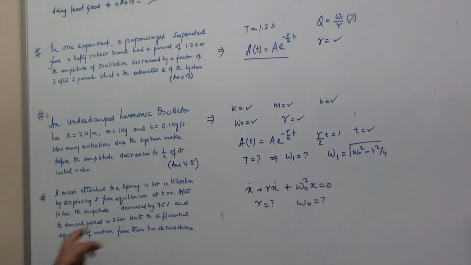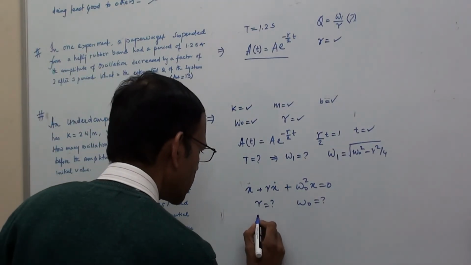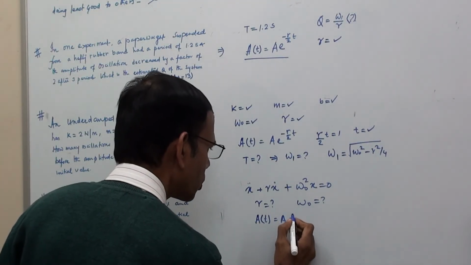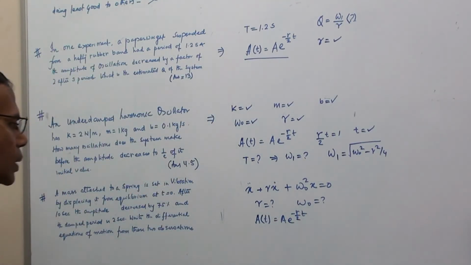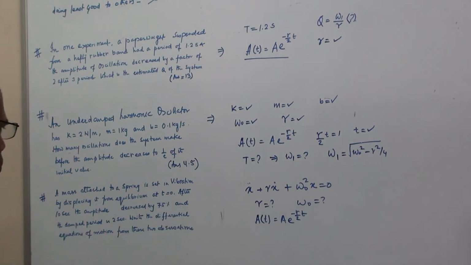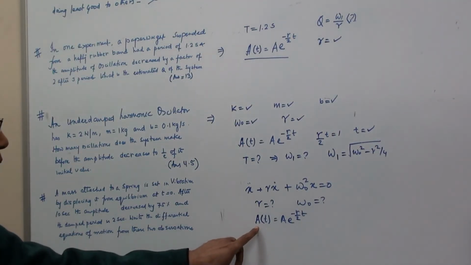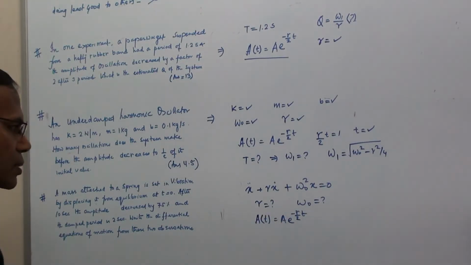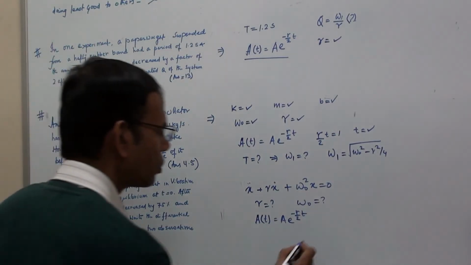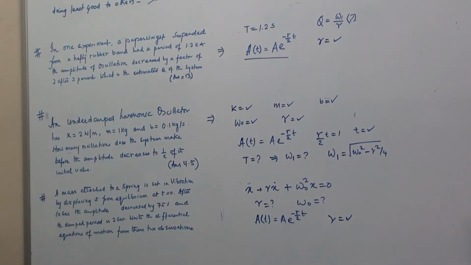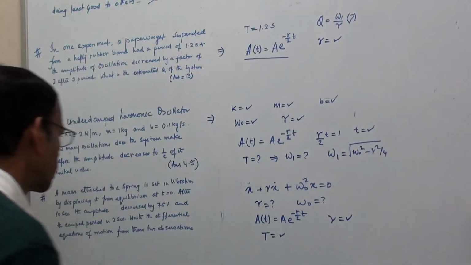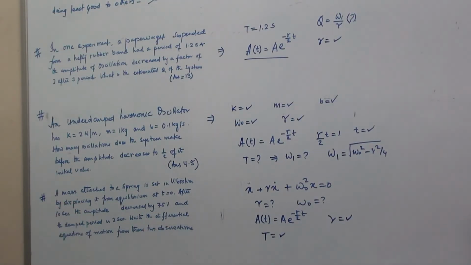Okay, so after 10 seconds, again the amplitude is given to you. After 10 seconds, the amplitude decreased by 75%. So if you write the expression for A(t), it is A e to the power of minus gamma by 2 into t. After 10 seconds the amplitude decreased by 75%, so you can write 3A by 4 is equal to A e to the power of minus gamma by 2 t. From there you can get the value of gamma. The damped period is given to you, so capital T is also given to you.